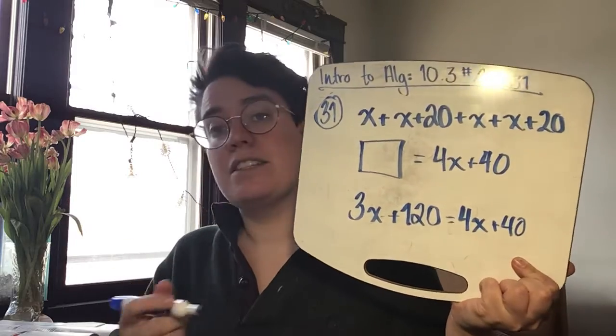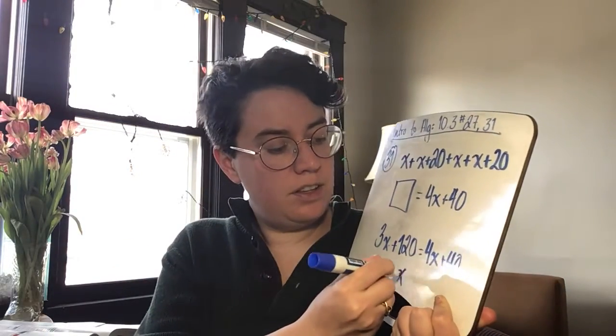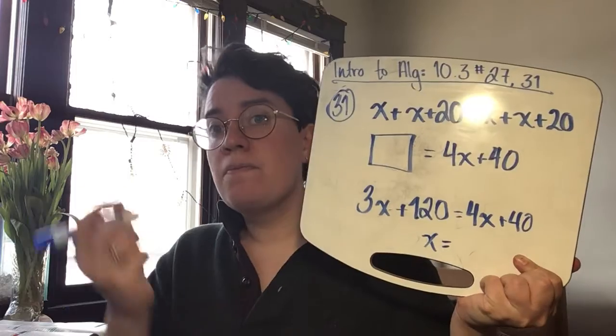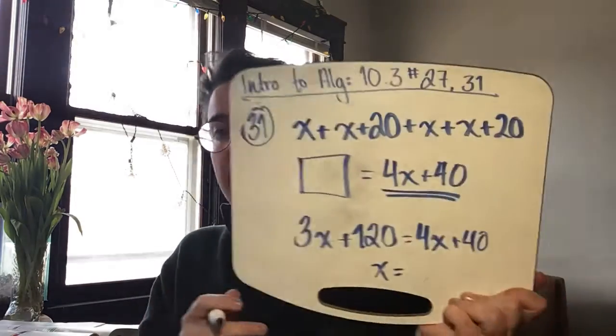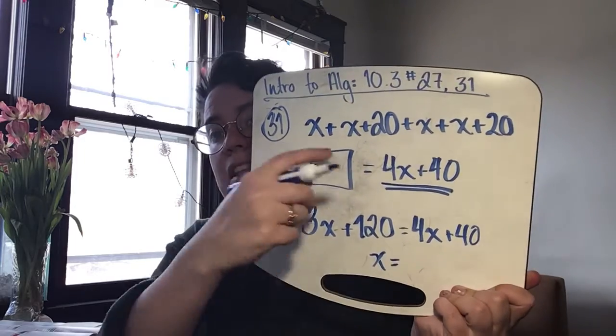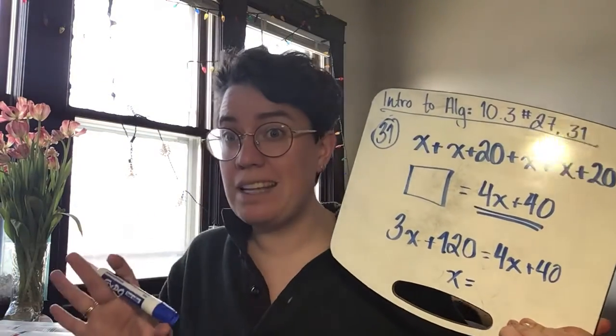Now what's going to happen is it's going to give you your x term. You need to plug that back in to find the perimeter because it's asking what's the actual perimeter here. So you want to find x and then plug it back in. So those are my hints for those ones.